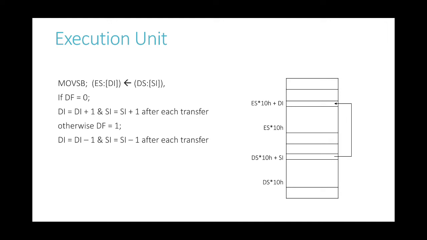Otherwise, if you have started transferring data from the top address of your block, then you have to place the direction flag equal to 1, and after each data transfer, the offset addresses in SI and DI will be decrementing by 1 automatically. So your block will be expanding downward, and that is the basic discussion for the direction flag. More string instructions will be discussed later in the instruction set topic, and more discussion will be coming regarding the direction flag at that point.